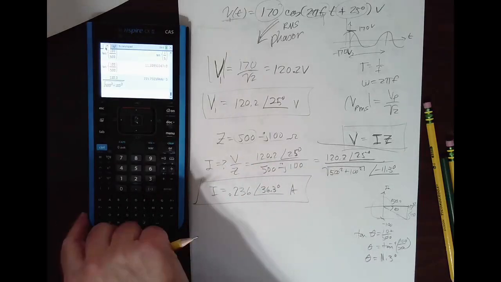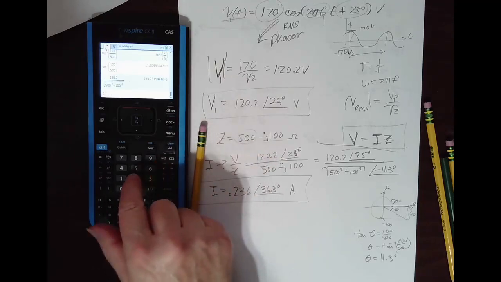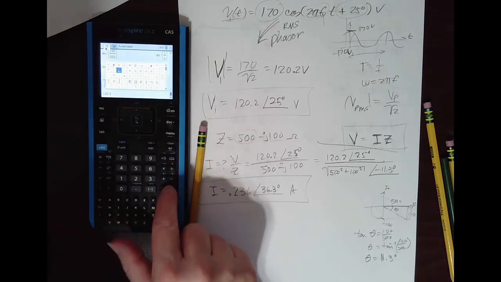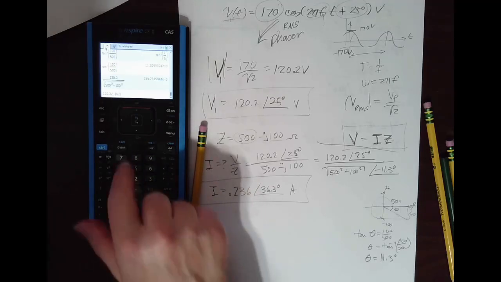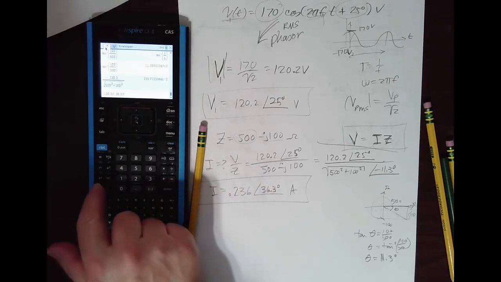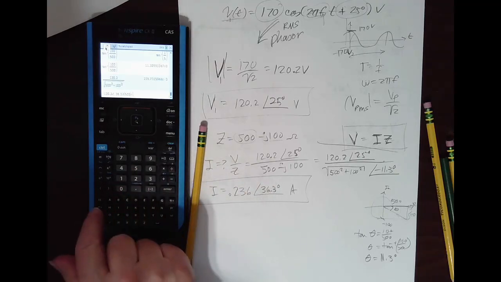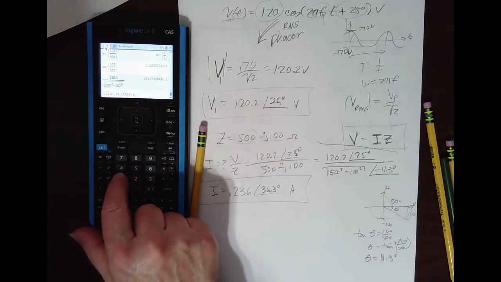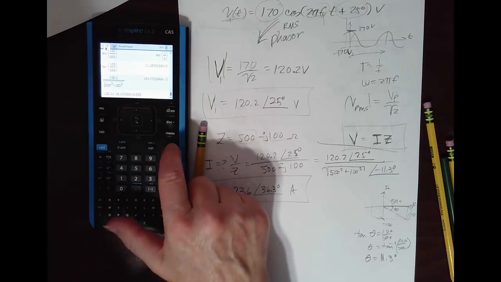All right, let's see how I did and put it in my calculator. So 120.2 at an angle of 36.3. Put that in parentheses because it likes it that way. Divided by, and let's put in parentheses, 500 plus I times 100. It knows I mean times, not 1,000.